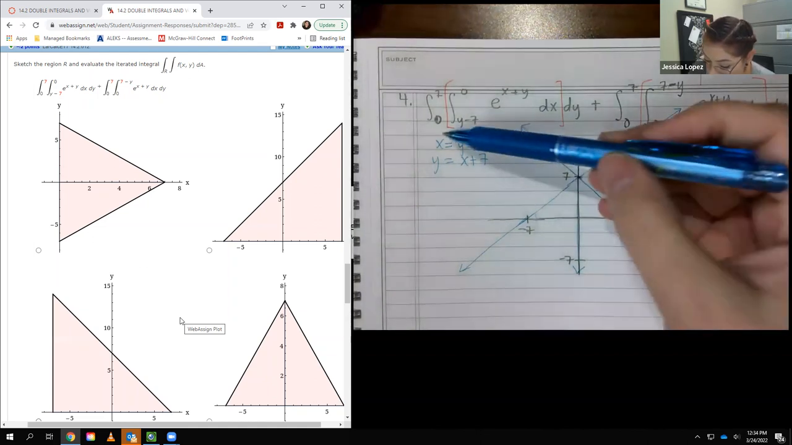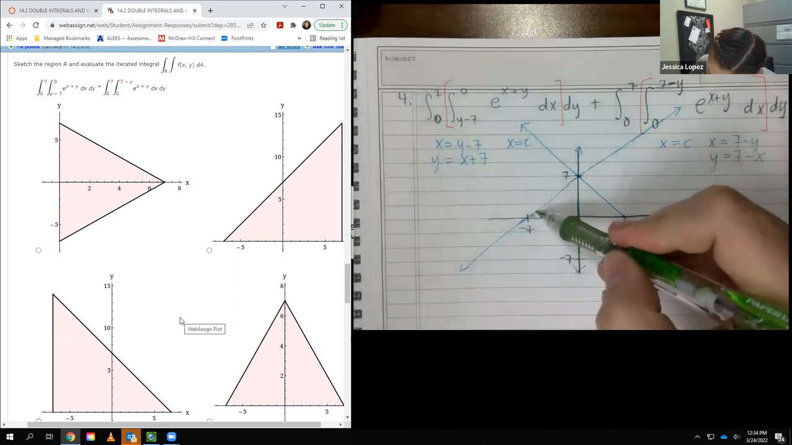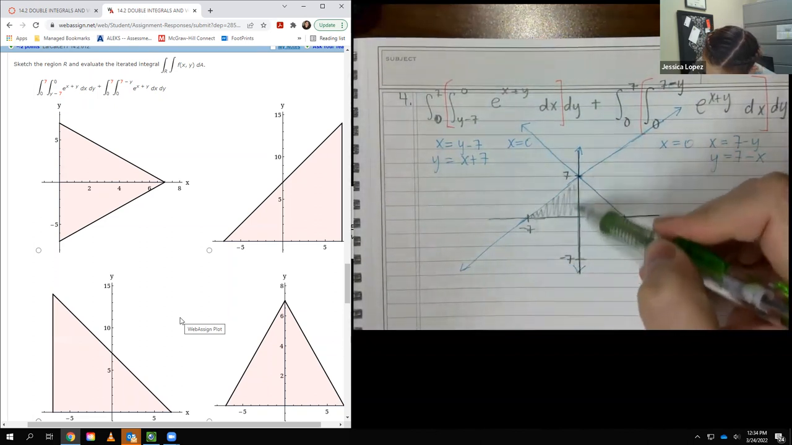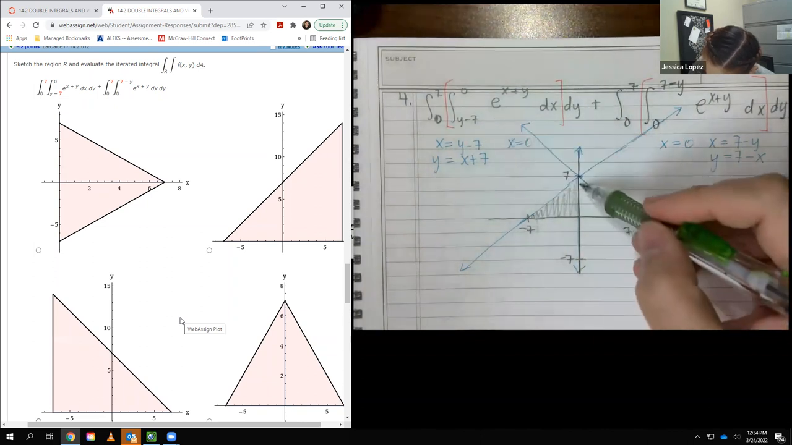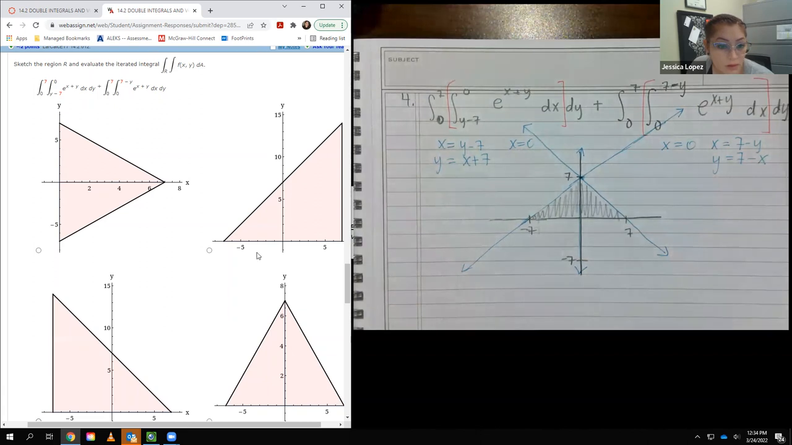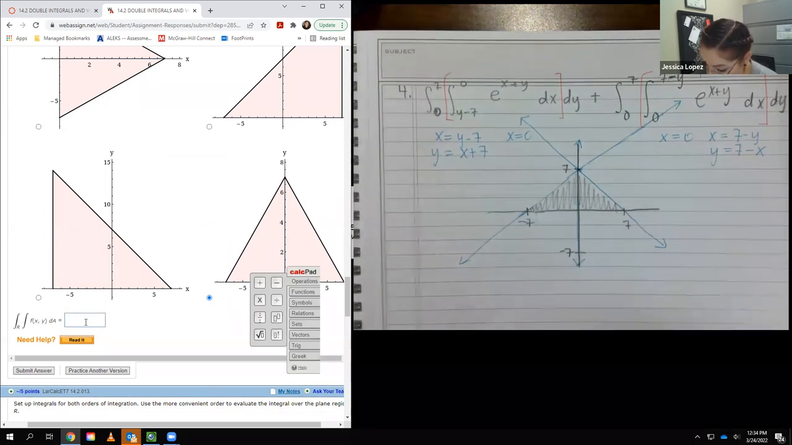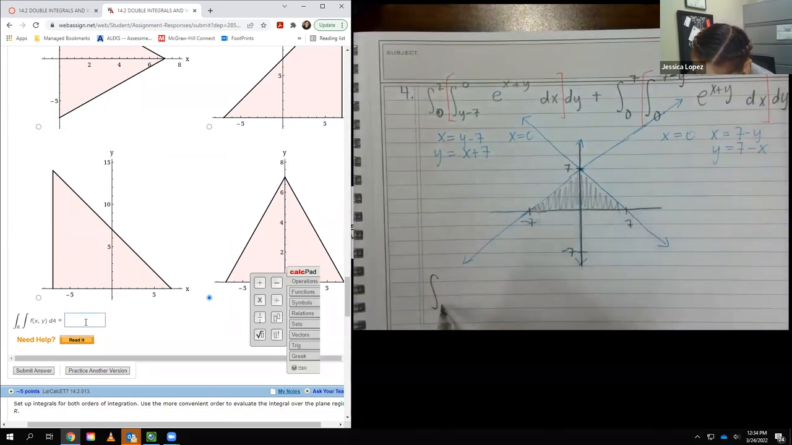And then y is going from 0 to 7, which means the shaded region is this piece in here. So this is for one part, right? That's for that one. And then this part is for the other integral, and that seems to be this graph. Now, of course, they want us to find the area. So from 0 to 7.